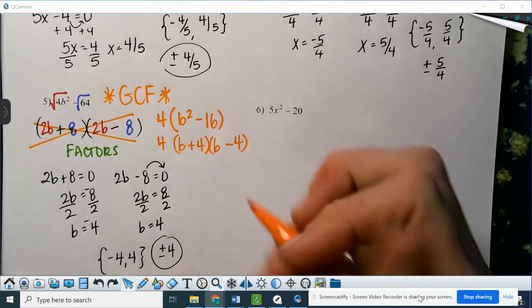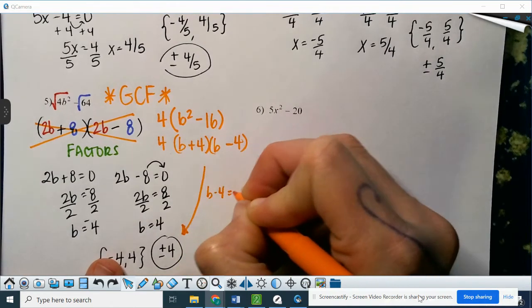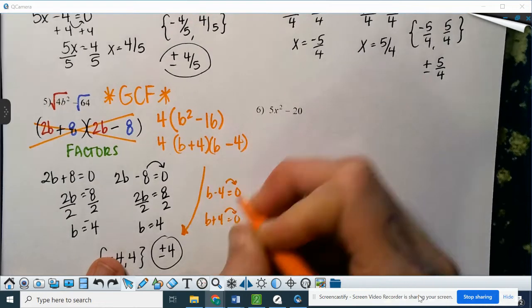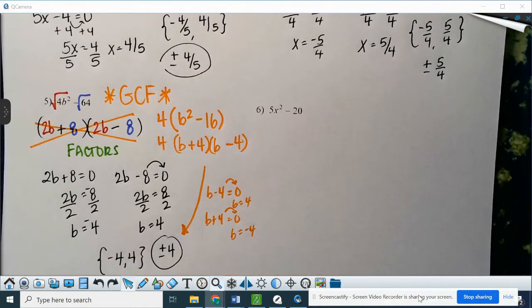So ultimately, as soon as you solve it, it's still going to be the same thing because b minus 4 equals 0 and b plus 4 equals 0. They're just going to switch symbols. So b equals 4 and b equals negative 4. So our solutions are still the same, so not a huge boo-boo there. But if we were only factoring and they were grading it, that 2b plus 8 and 2b minus 8 would not be factored enough.